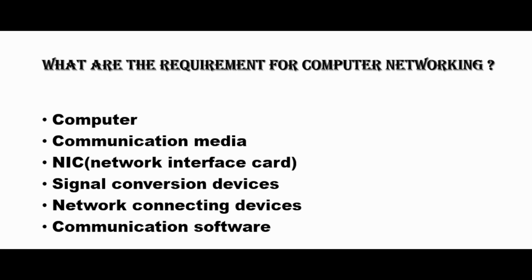Signal conversion converts signals from analog to digital and digital to analog. So if we are sending data, our router, our repeater converts it into digital information or digital data. This is how signal conversion works. The fourth one is network connecting devices. There are different types of connecting devices such as hub, switch, router, bridge. They are used to connect computers and the whole network structure. Then communication software.